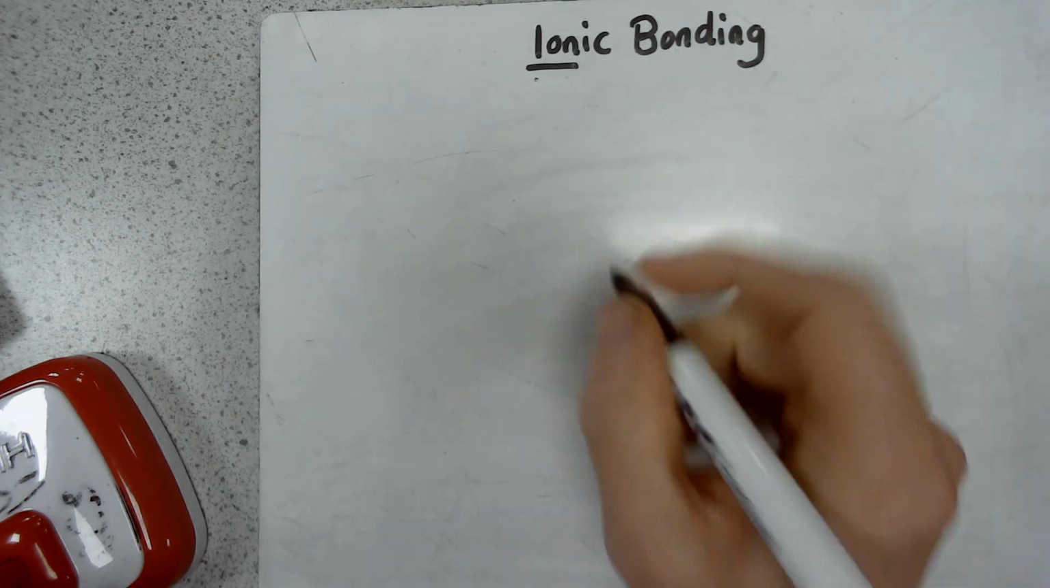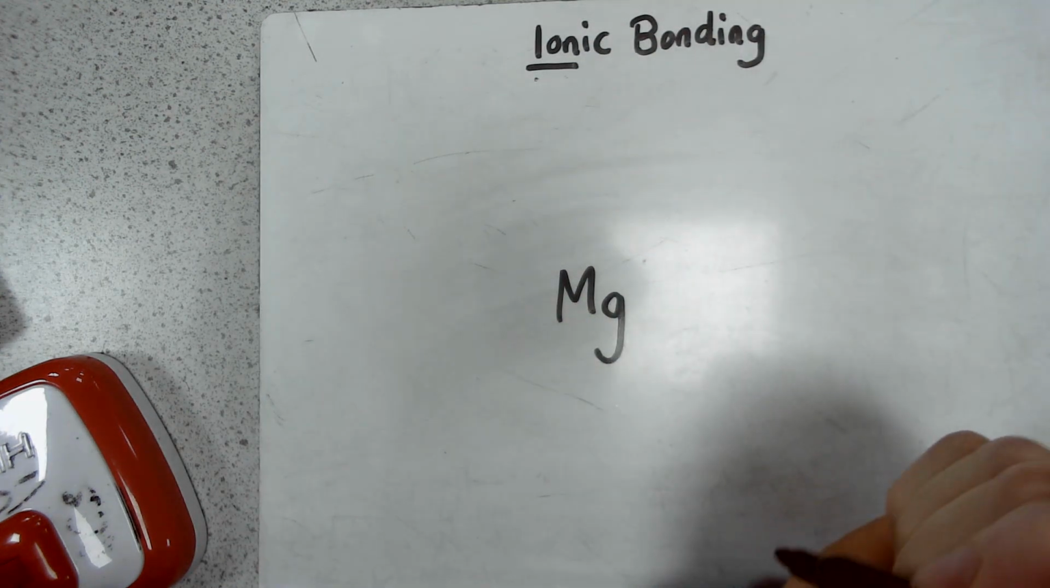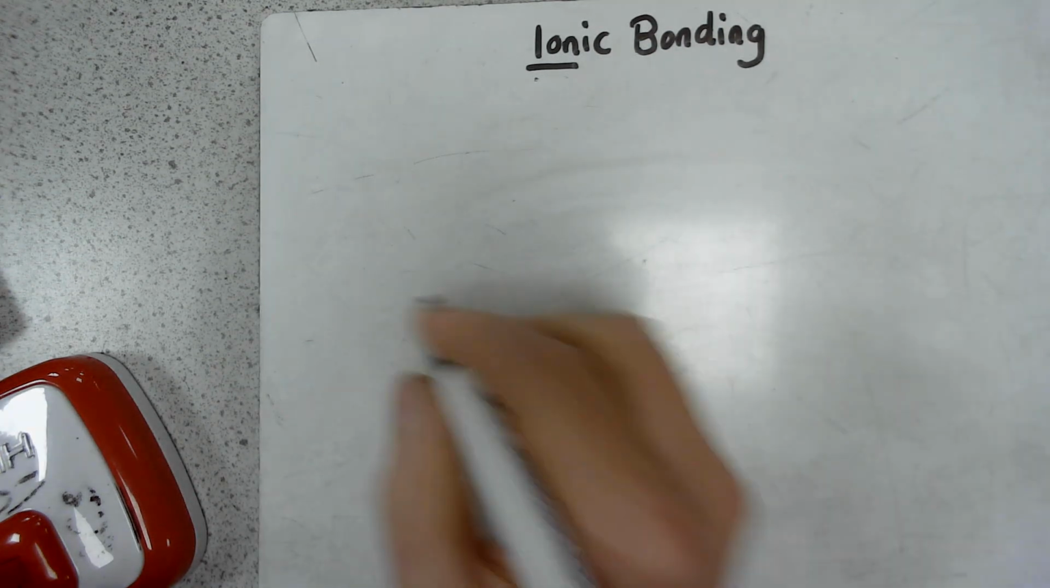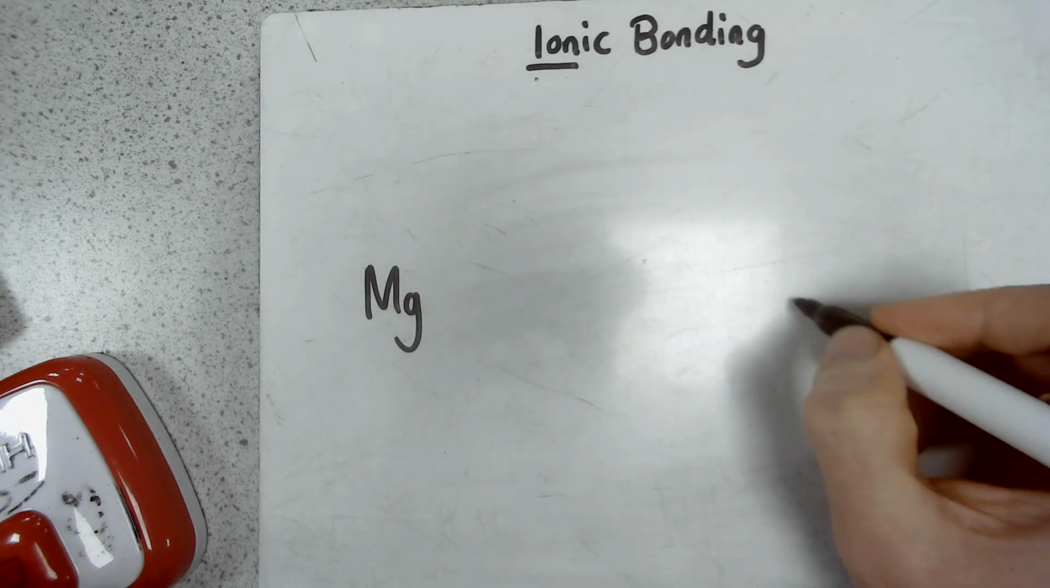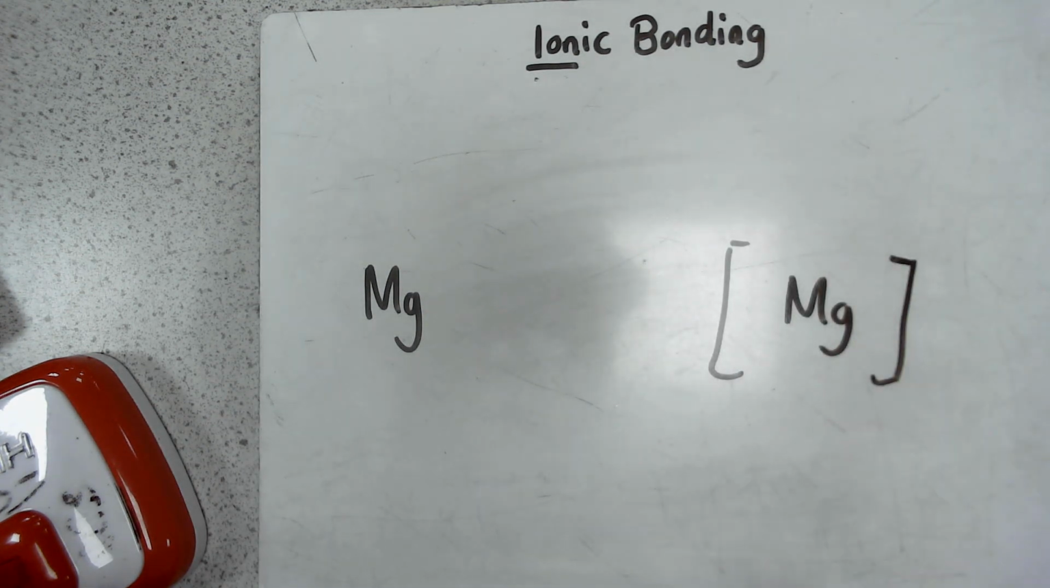Right. Let's see then if you can have a go at doing the same for magnesium. We'll draw a magnesium atom, and we'll draw a magnesium ion. What should they look like?